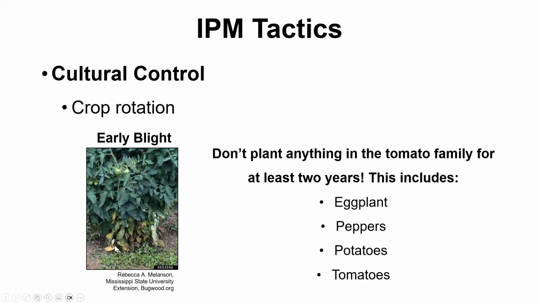But early blight overwinters in your garden. And so you especially don't want to plant tomatoes. In fact, you don't want to plant anything in the tomato family. So you don't want to plant eggplants or peppers or potatoes, and definitely not tomatoes, because those will also get early blight, and your plants are guaranteed to have that issue. So you want to wait a few years before you plant something like that again.